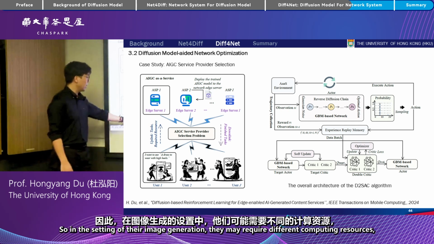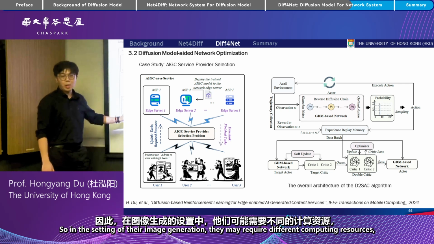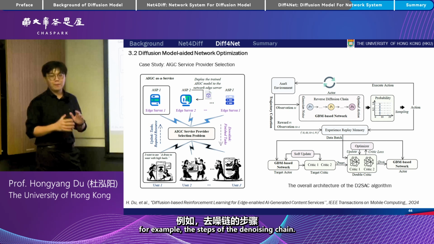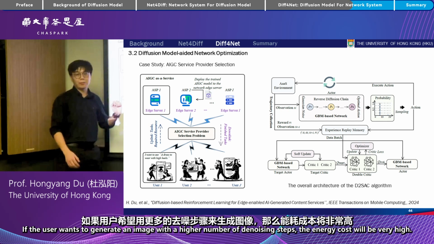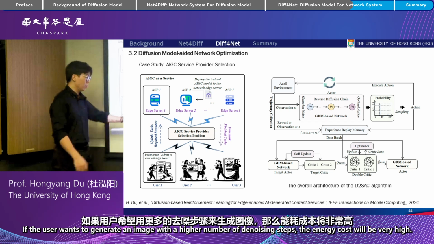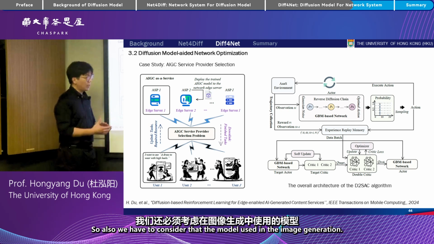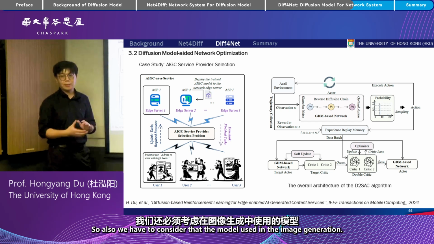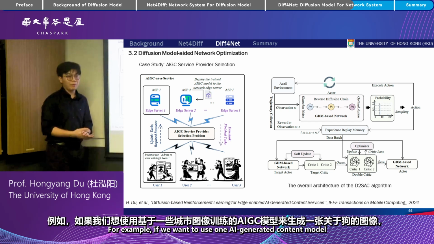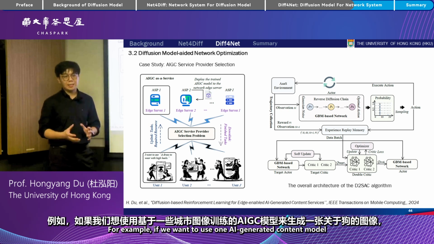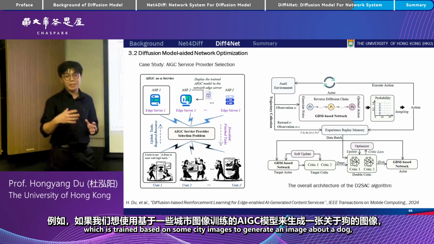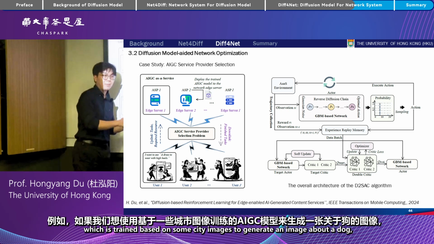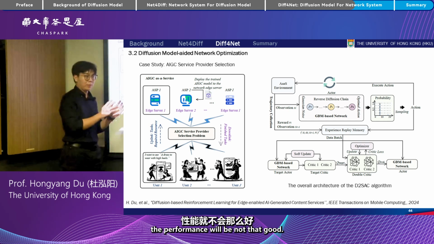In the setting of image generation, they may require different computing resources, for example, the steps of the denoising chain. If the user wants to generate an image with a higher number of denoising steps, the energy cost will be very high. Also we have to consider the model used in the image generation. For example, if we use one AI-generated content model, which is trained on city images, to generate an image about a dog, the performance will not be that good.